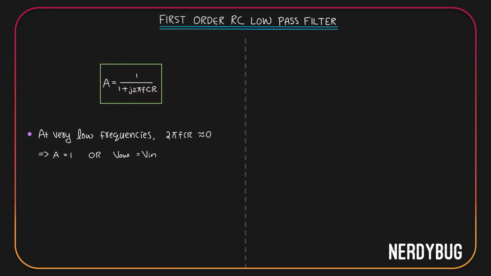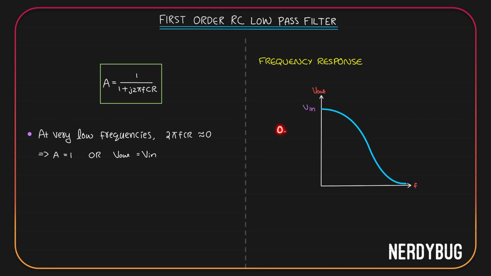If we plot the output voltage against the frequency of the input voltage, this is how it will look. At very low frequencies, the output is equal to the input. Let us also mark the point where the output becomes 0.707 times V input. Now the frequency corresponding to this will be our cutoff frequency. Let us mark it on the graph. I am calling it F0.